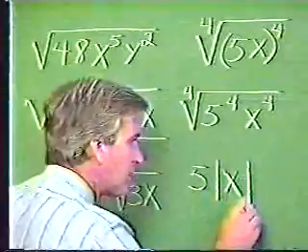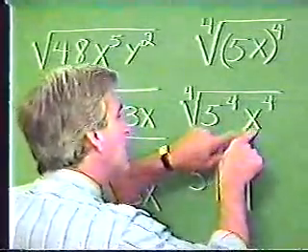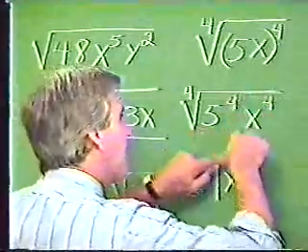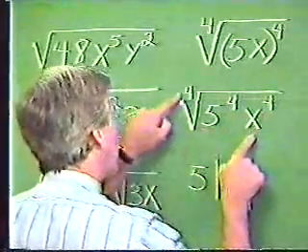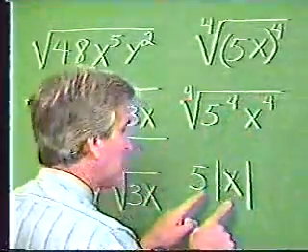Now the reason we have to do that is because if this x is negative, that negative number raised to the fourth power will be positive, you see, and we're taking the fourth root of that positive number. We have to assure ourselves that the answer is going to be positive.